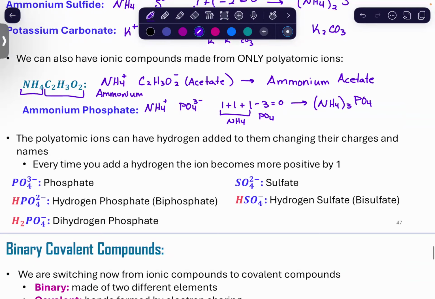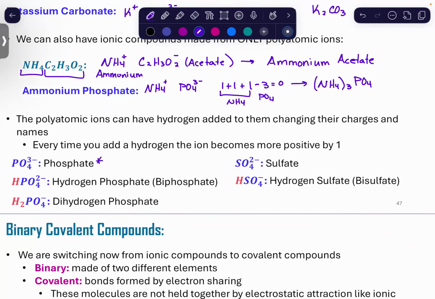Another thing that you're going to want to pay attention to when naming is that your polyatomic ions can have hydrogens added to them. Every time you add a hydrogen, your ion becomes more positive by 1. And then the name will change slightly. So if you look here at the phosphate, you start with your phosphate at a -3. I add one hydrogen, it goes from a -3 to a -2. I add a second hydrogen, it goes from a -2 to a -1.